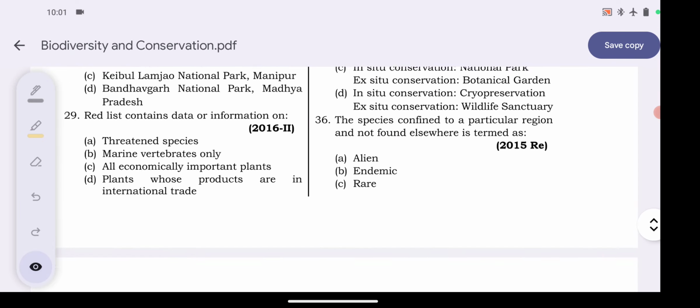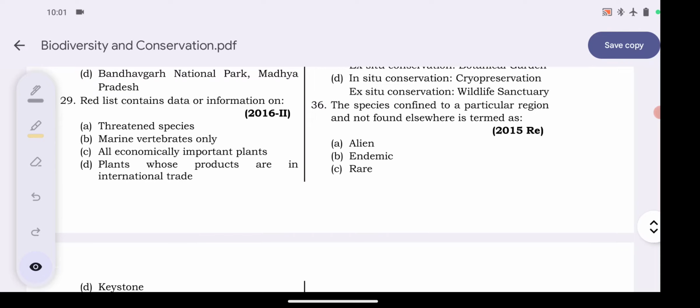Next, question number 29. Red list contains data or information on threatened species, marine vertebrates only, all economically important plants, plants whose products are in international trade. So here the answer will be option A, threatened species. Explanation. In the last 500 years, the IUCN, International Union for Conservation of Nature, red list records the extinction of 784 species, including 338 vertebrates, 359 invertebrates and 87 plants. So answer will be option A, threatened species.